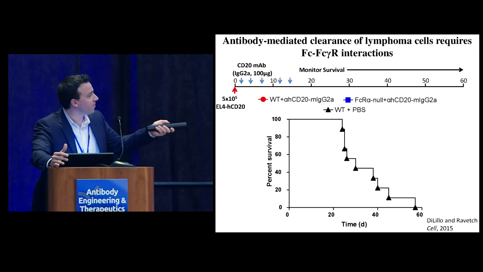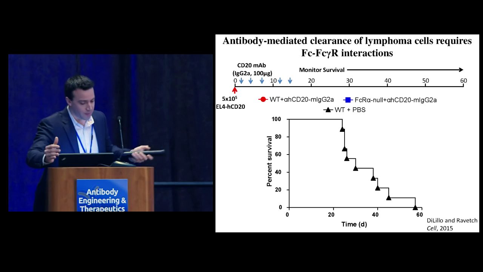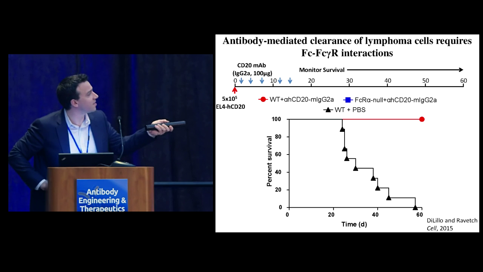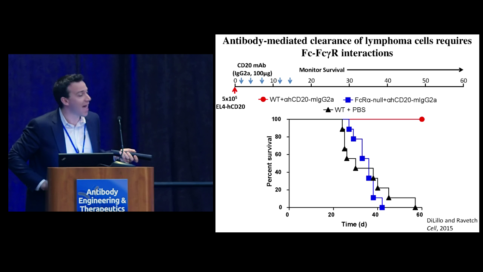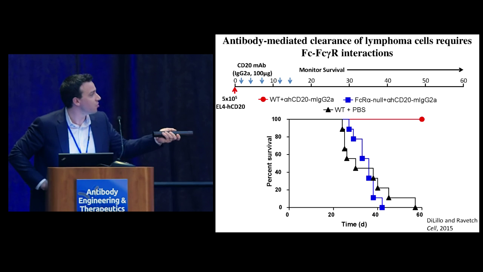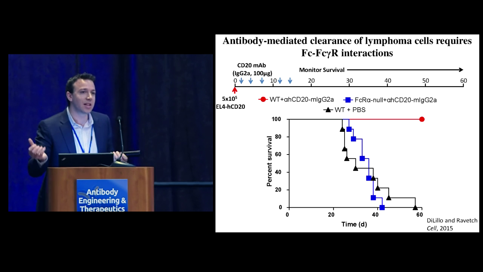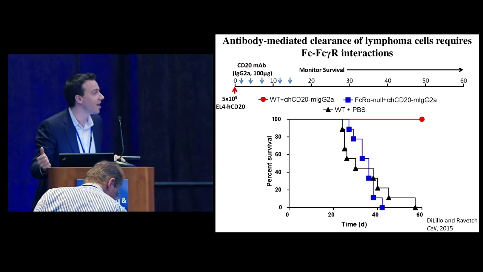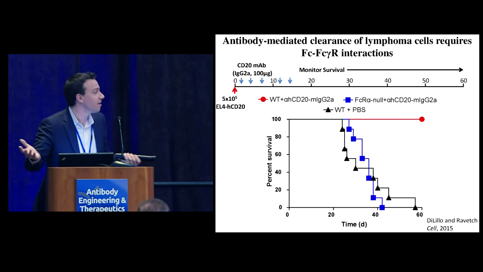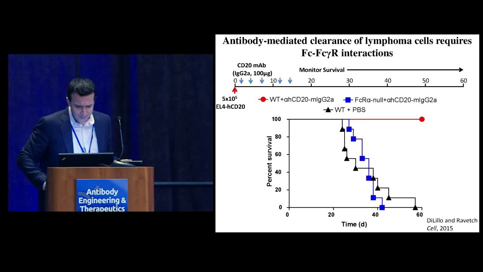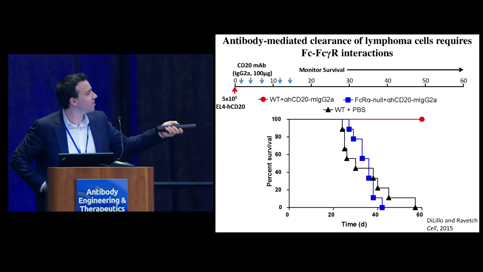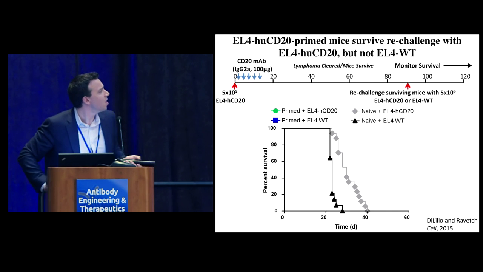So this is the cytotoxic isotype in mice. And what you can see is, of course, if you give mice just PBS, they all die after about 2 months. But if you give mice the anti-human CD20 antibody with the IgG2a isotype, you get complete survival. And if you do this same experiment in mice lacking Fc receptors, as you would expect, you see complete killing of the mice within about 40 to 50 days, indicating that the initial clearance of tumor cells by CD20 antibody in vivo is Fc receptor dependent, as has been published previously. So we wanted to understand, well, what happens if you re-challenge these mice with the tumor cells at a later time point? So we performed the experiment.